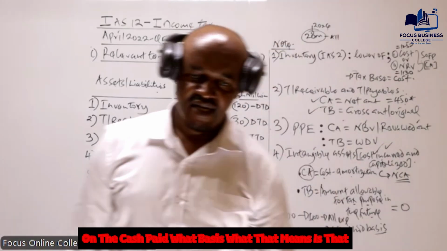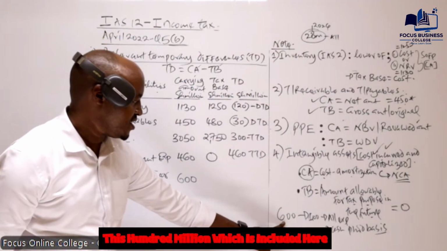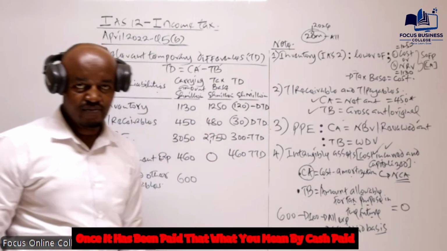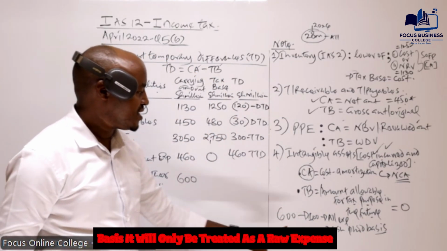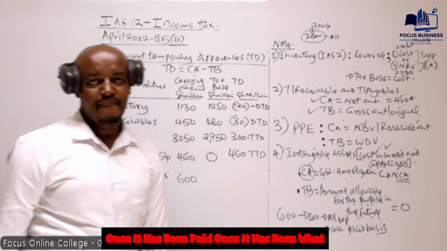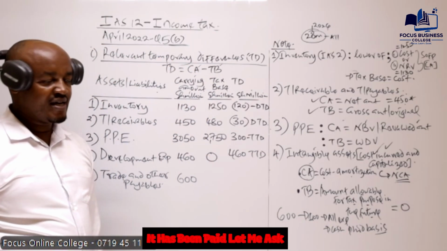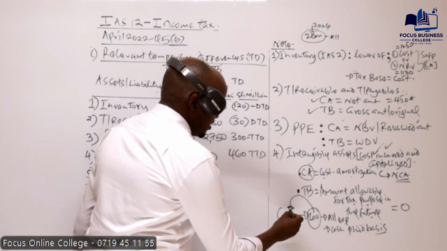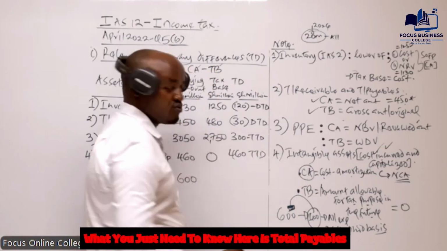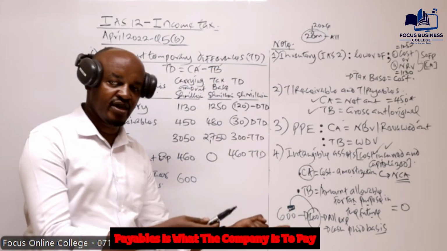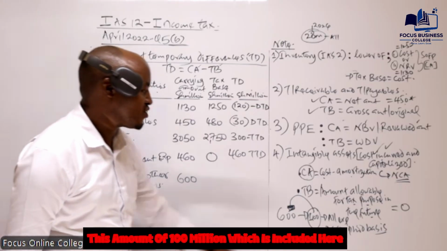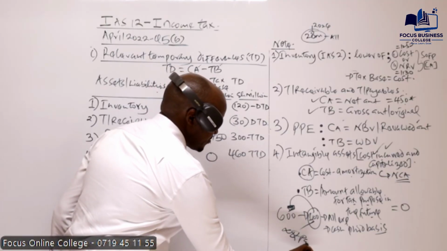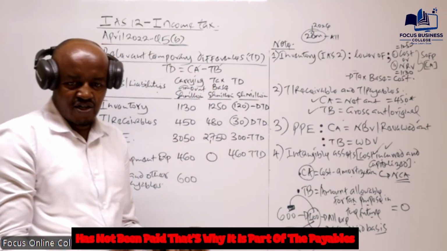What that means is that this 100 million, which is included here, will only be treated as allowable expense once it has been paid. That's what you mean by cash paid basis. Let me ask, this amount of 100 included within payables, what you need to know here is what payables are. Payables is what the company is to pay in the next 1 year. Automatically, this amount of 100 million has not been paid. That's why it is part of the payables.